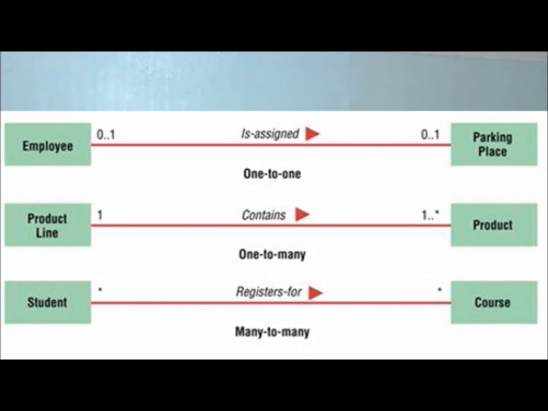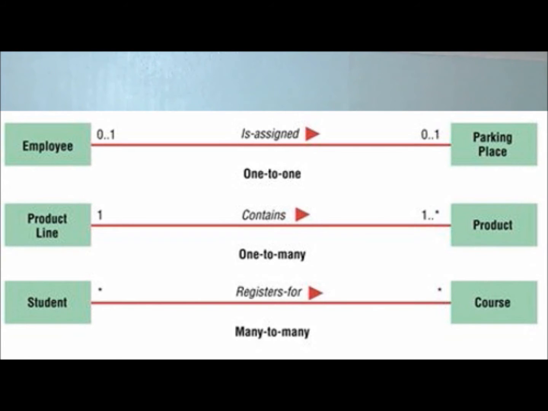So let's look at the bottom left here. These are the binary relationships, and so you can see employee 0 to 1 is assigned to 0 to 1 parking places. So I guess you only get to park in one spot. A product line contains 1 to many products. A product line has to have a product in it, otherwise it's just nothing. But it can have many products in it. So that's a 1-to-many relationship.